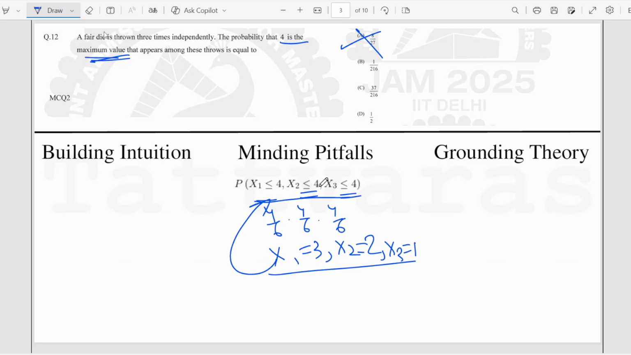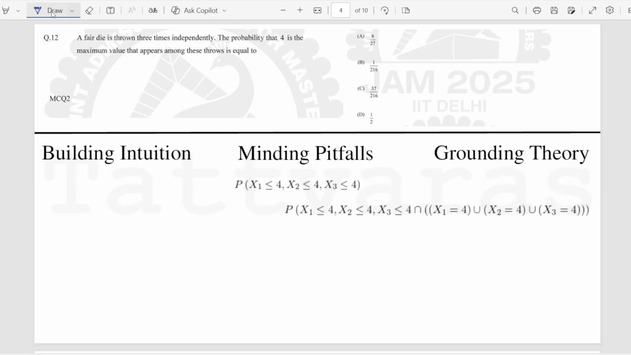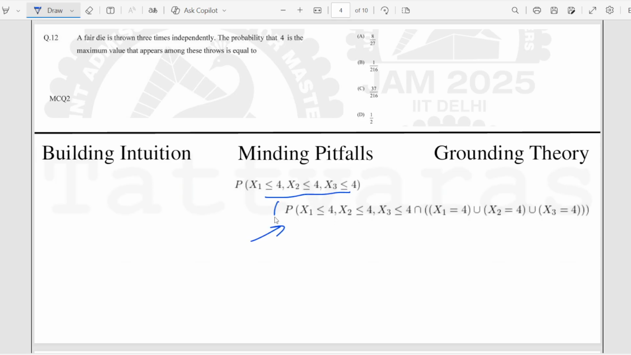So the actual version over here in terms of set theory is this. Agreed. This is a part of the actual computation. So this part is there. This ensures that the maximum value is not more than 4, but it is this part that ensures that at least 4 is observed also. So it's the intersection of these two.